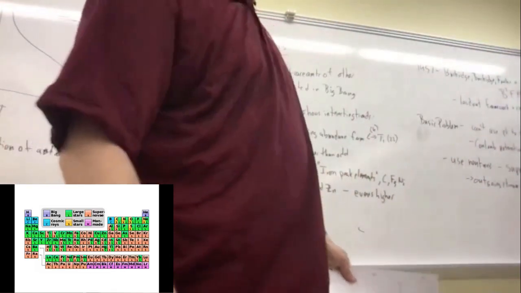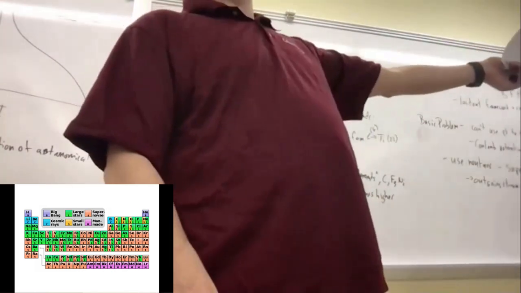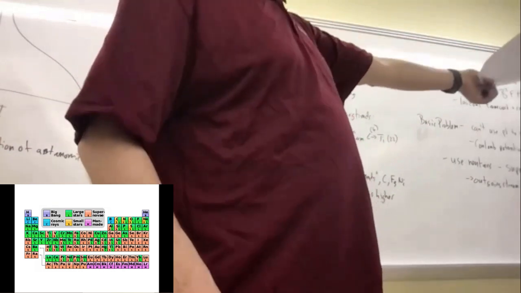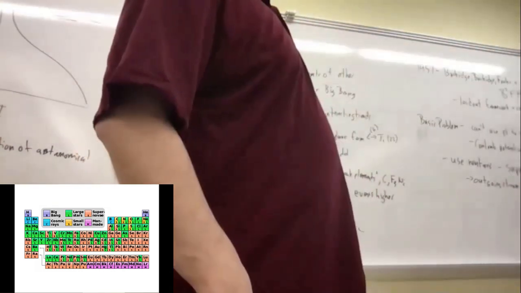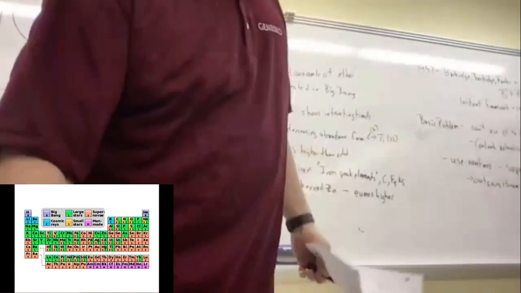Oh, by the way, here is the periodic table and where we think most of these elements came from: supernovae, large stars, small stars, those that are only made in labs, or cosmic rays, or the Big Bang. We'll get back to this in a minute.